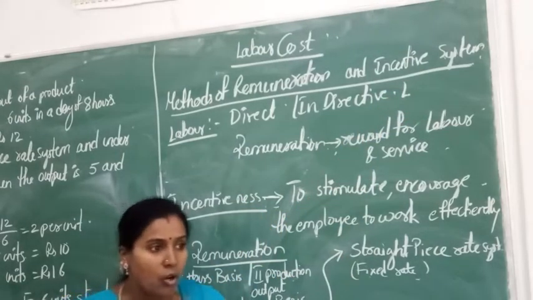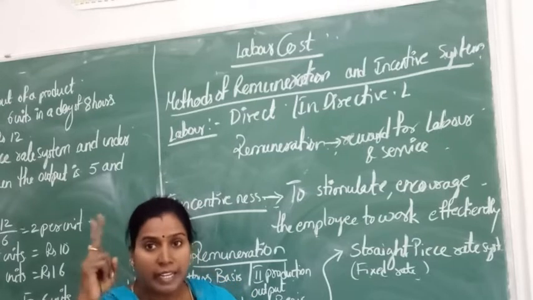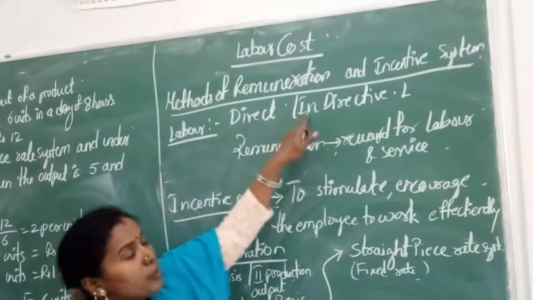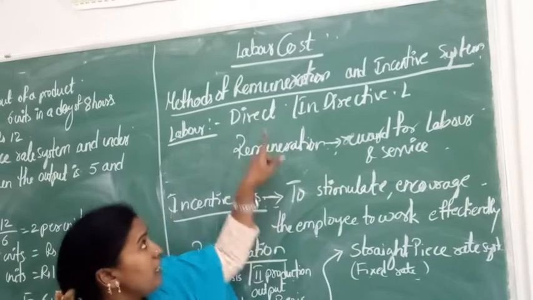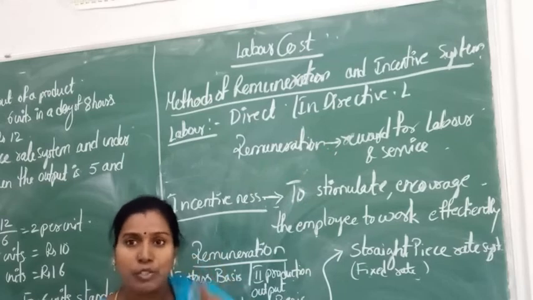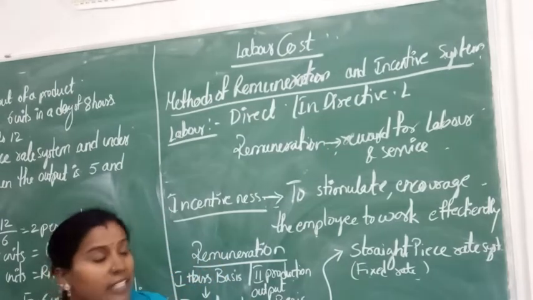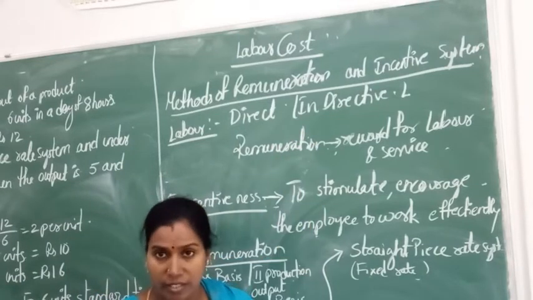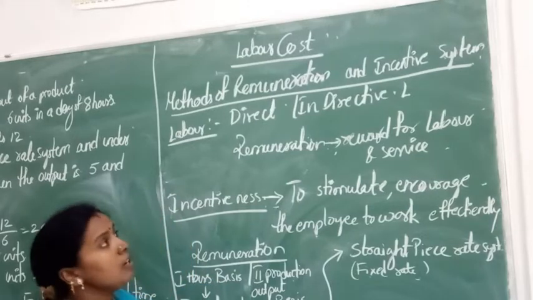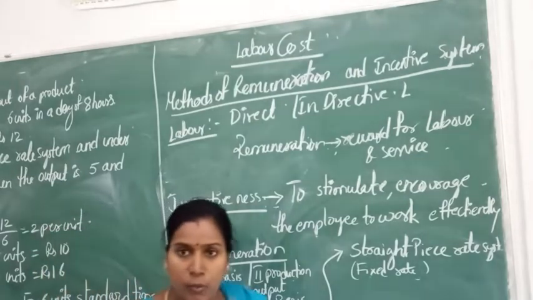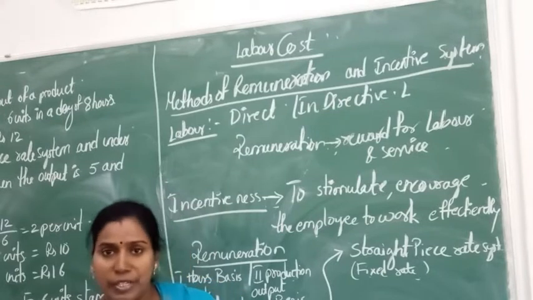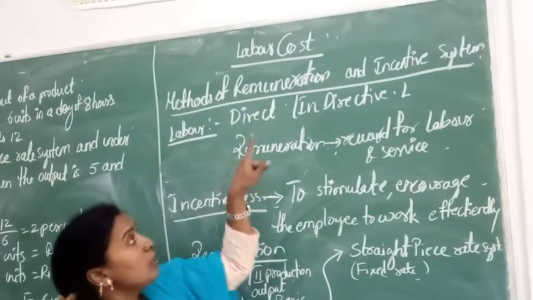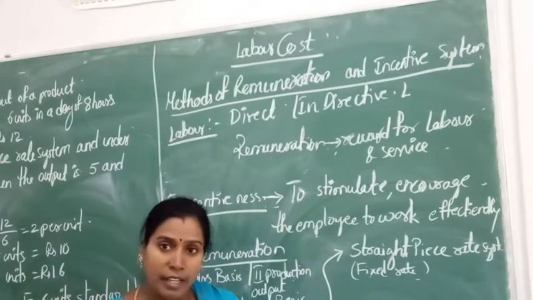As we already discussed, labor cost is of two types. One is direct labor. The next one is indirect labor. Direct labor and indirect labor, two types of labor we have. Direct labor is given as wages, indirect labor as salaries. This labor remuneration is compulsory for working in an organization, institution, or company. So we should know how the remuneration is given to direct labor as well as indirect labor.